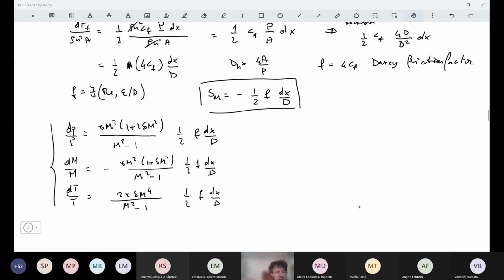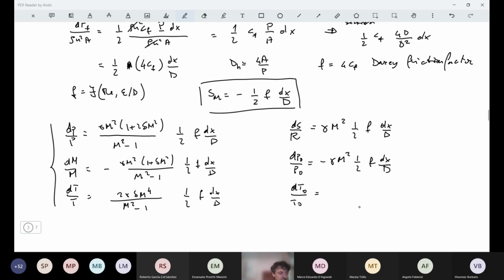also at the entropy and total pressure equations that clearly yield ds over R will be equal, in this case, to gamma M squared times 1/2 f dx over D, and dP0 over P0, similarly, minus gamma M squared times 1/2 f dx over D. We have dS equal to 0, and so also that is 0.